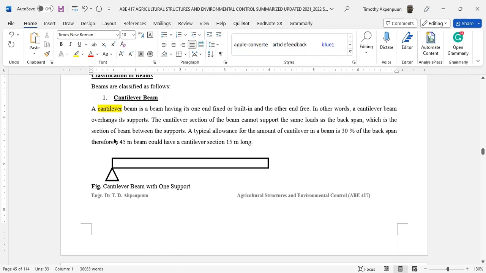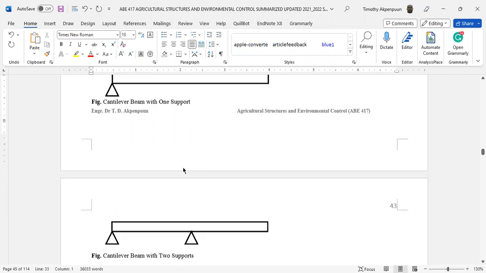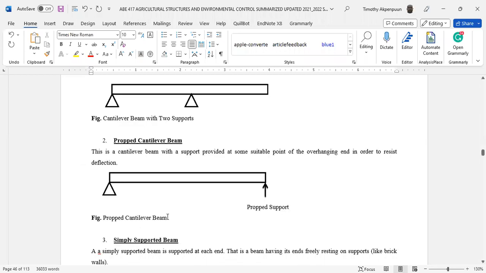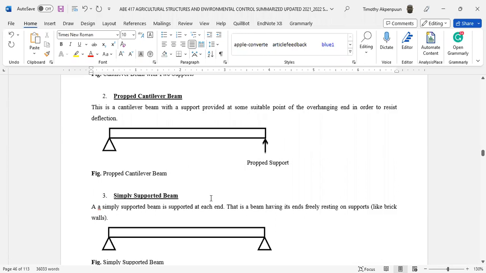In other words, a cantilever beam overhangs its supports. So this is another type of cantilever beam. As long as you have something hanging over a support, it is a cantilever beam. A propped cantilever beam is a cantilever beam with a support provided at some suitable point of the overhanging end in order to resist deflection.